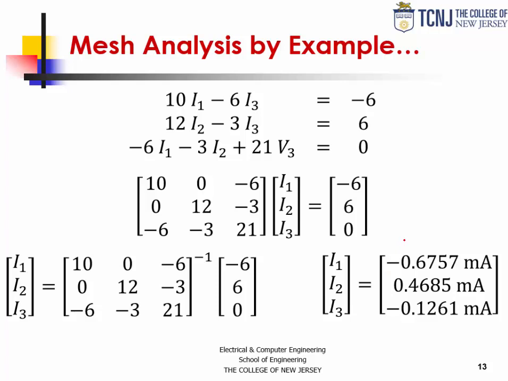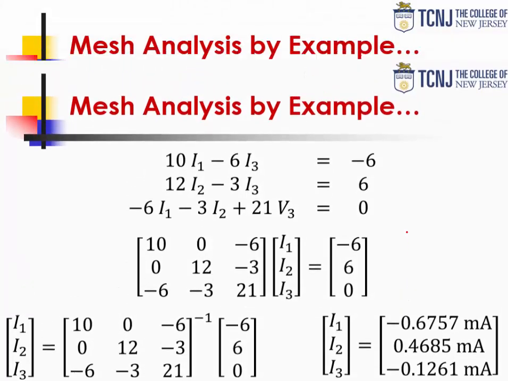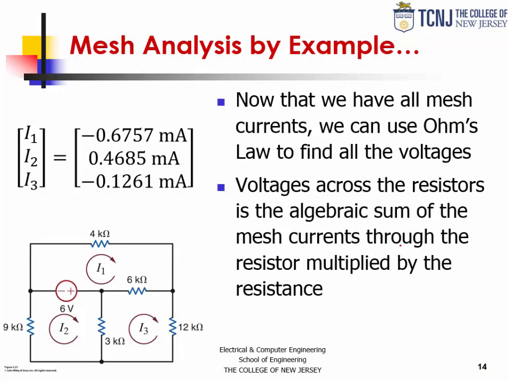The real currents, remember that the mesh currents are artifacts of the analysis technique. Let's see what this means for the real currents and the voltages across the components of the circuit. And we find that by applying Ohm's law with the mesh currents that we have found. So for example, let's take what is the current through this 4K ohm resistor here. What is that current? The magnitude of that current is going to be I1.